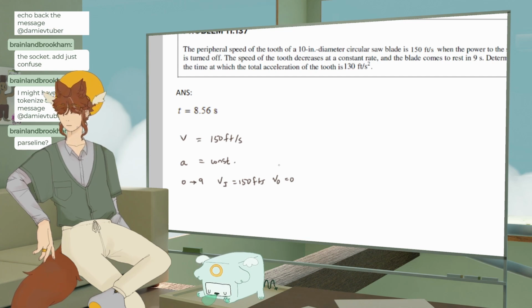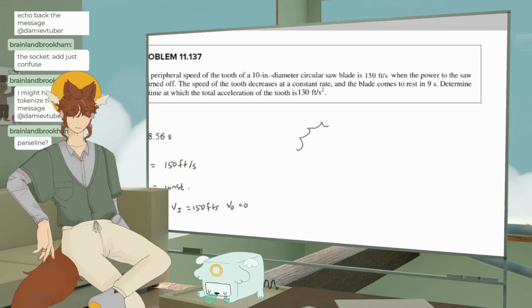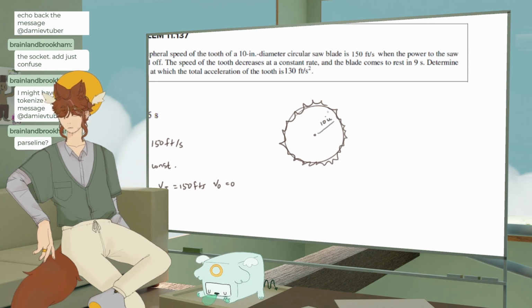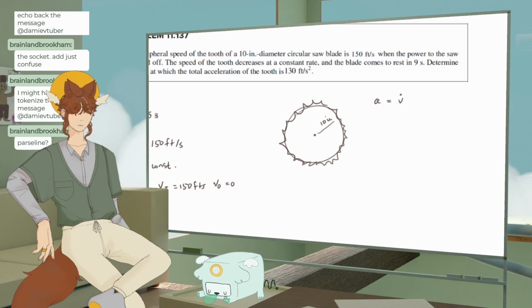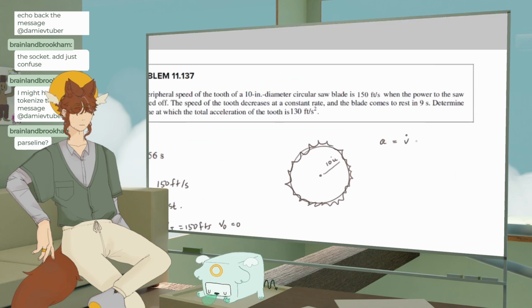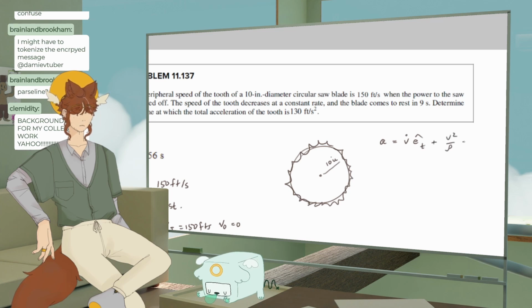Okay, so we gotta pick a coordinate system. Let's draw our little dude here. So we have a blade. Very important to the problem, we have a constant radius. So if we have a constant radius, the fastest way to do that is probably going to be intrinsic, because we have that one equation: A equals V dot in the tangent direction, and then V squared over rho in the normal direction. So essentially what we're gonna do is this tangent direction plus V squared over rho in the normal direction.